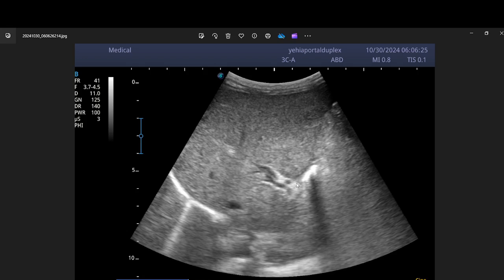This was a 6-month-old child. He had repeated attacks of hematemesis and melena. Portal vein duplex was requested, and we did the exam. We found that we have here the liver.